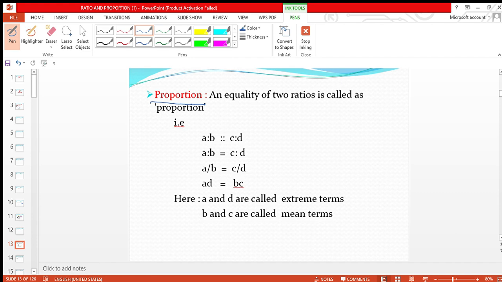A ratio B is equal to C ratio D. Ratio AB is equal to ratio CD. Next line, A by B is equal to C by D. Next line, AD is equal to BC.